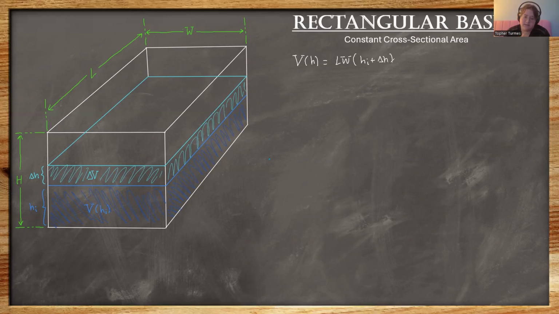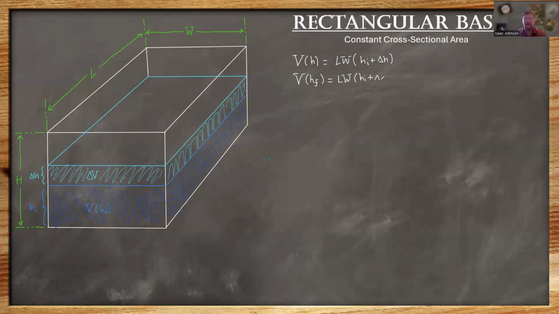Yes. So would you say that this is the volume at any height H or a volume at a specific height H? Any height H that is not lower than height initial. I like that. I would almost say that's the volume of H final, right? H initial plus delta H.